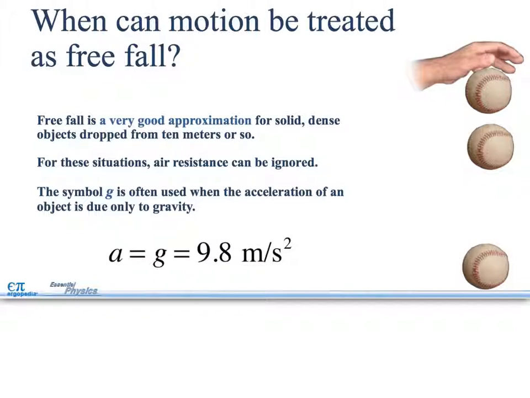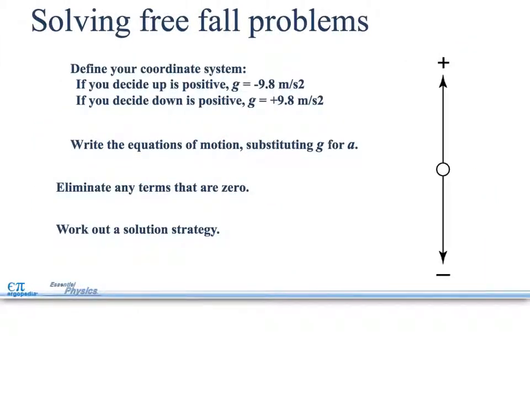The symbol g is often used when the acceleration of an object is only due to gravity. So if you see me write g on a quiz or test when I write a formula, I'm saying that the acceleration is due to gravity. Define your coordinate system. If you decide up is positive, then down, negative 9.8, is going to be gravity. If you decide down is positive, then gravity would be positive 9.8. It'll be explained in the test, and I'm going to explain this more in class when we start doing some sample problems.